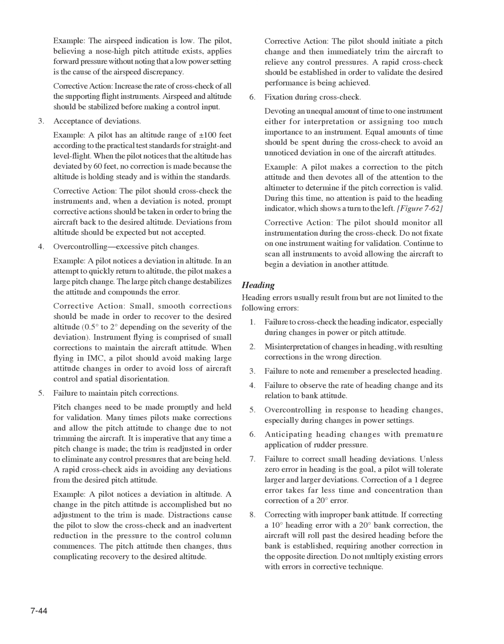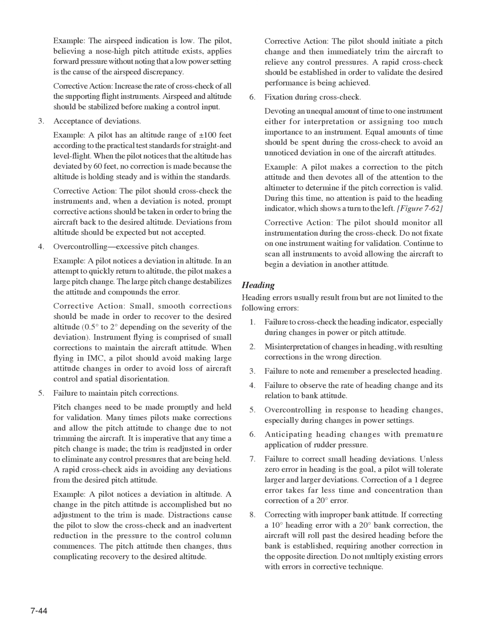Example: a pilot notices a deviation in altitude. A change in the pitch attitude is accomplished but no adjustment to the trim is made. Distractions cause the pilot to slow the cross-check and an inadvertent reduction in the pressure to the control column commences. The pitch attitude then changes, thus complicating recovery to the desired altitude. Corrective action: the pilot should initiate a pitch change and then immediately trim the aircraft to relieve any control pressures. A rapid cross-check should be established in order to validate the desired performance is being achieved.